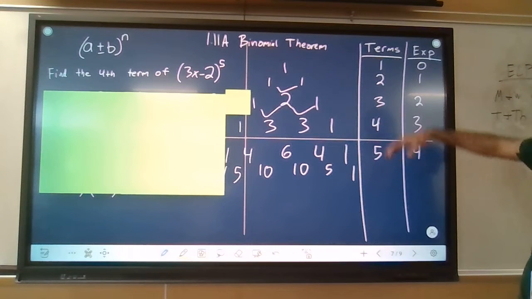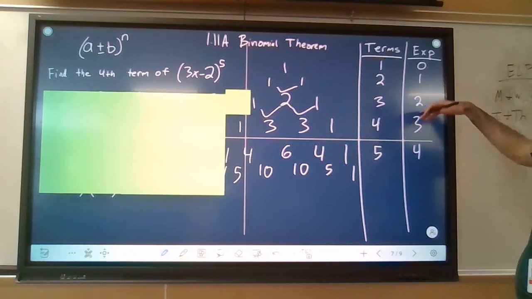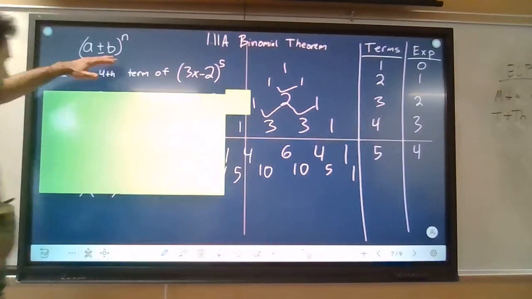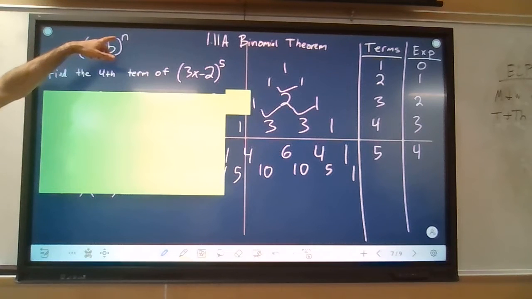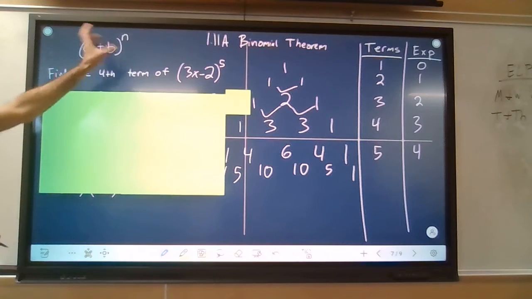Now, I've listed out here the number of terms and the exponent on the binomial that we would use. And just a reminder, it's these types of questions. We have something plus or minus something else. It could be x, it could be a number, it could be both, and it's raised to an exponent. Probably anything bigger than 3, we want to use this triangle here. Otherwise, we could just distribute however many times we need to distribute.